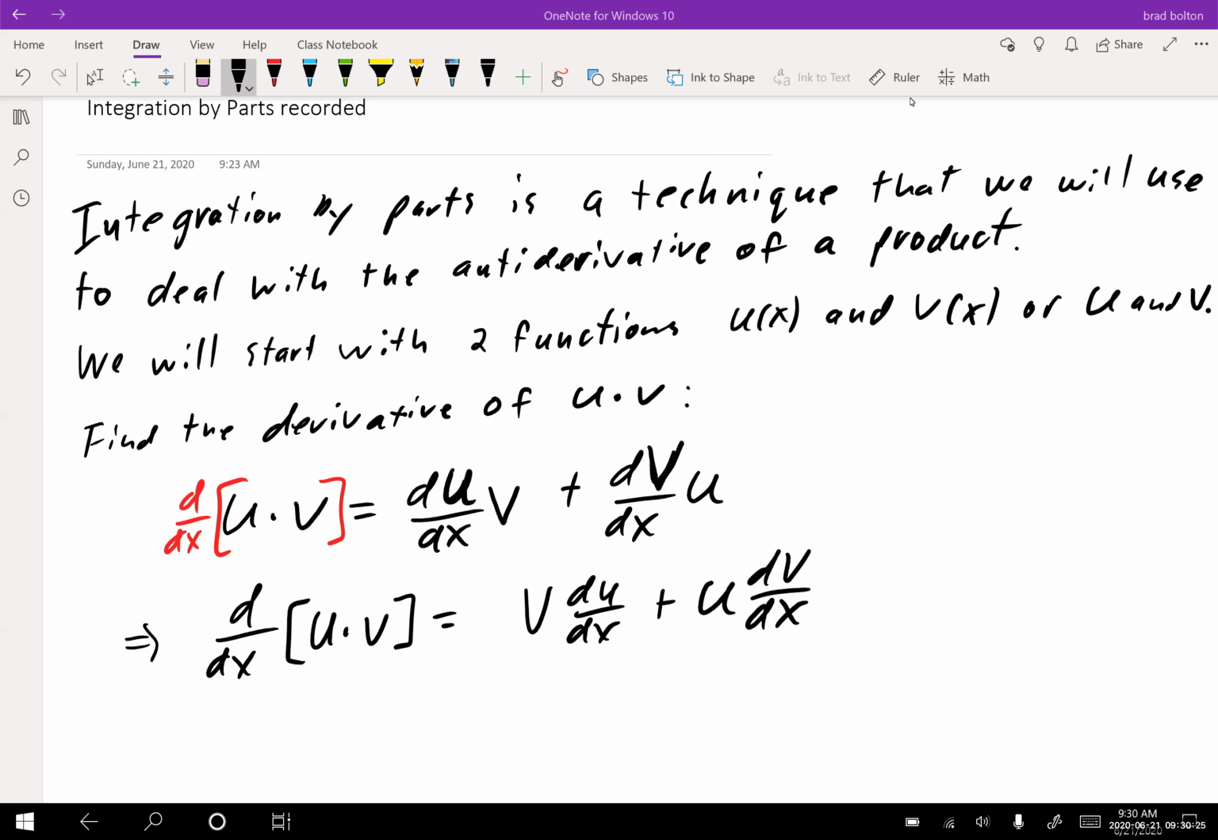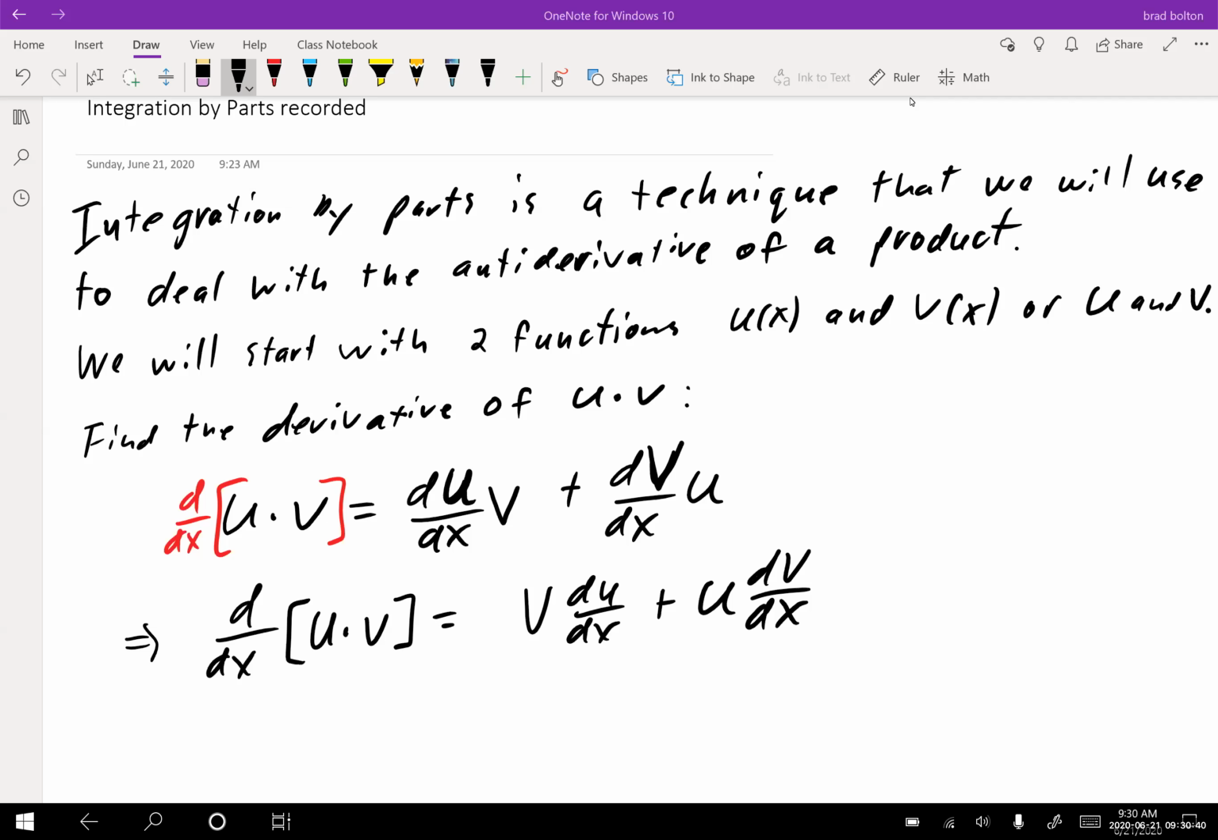Okay, guys, so right now we're going to talk about integration by parts. This is one of the first truly new techniques you're going to learn in Calculus 2. Integration by parts is a technique that we will use to deal with the antiderivative of a product.